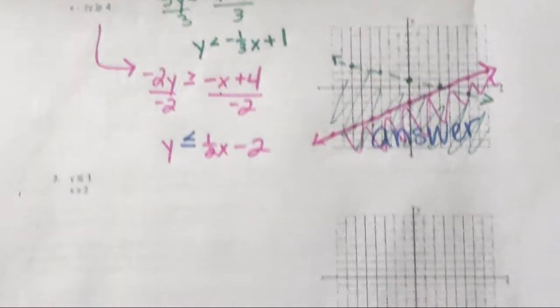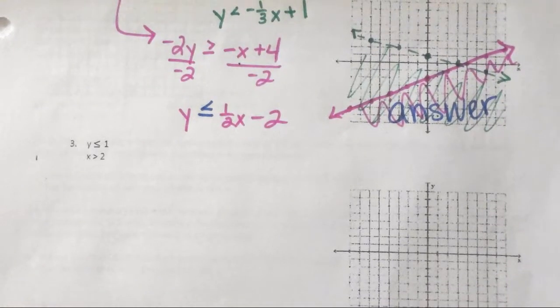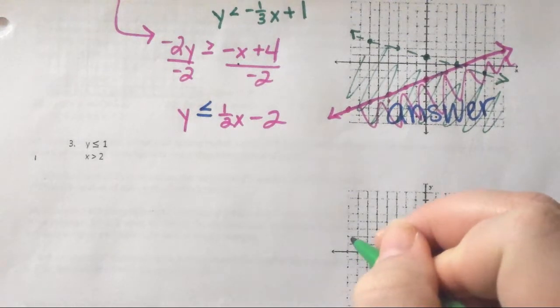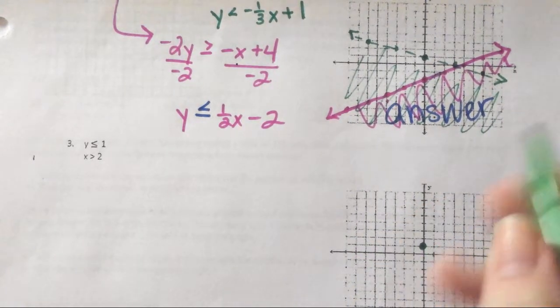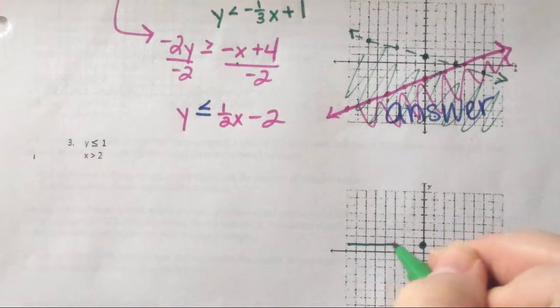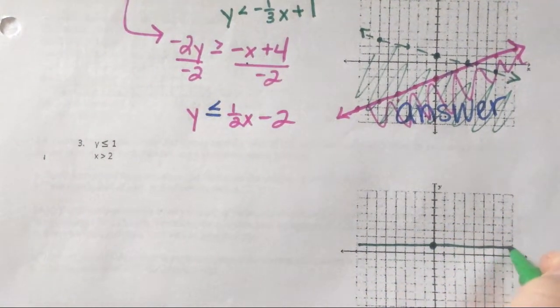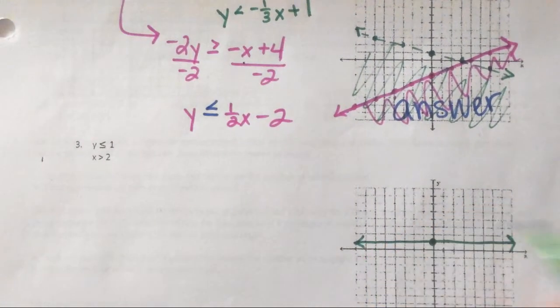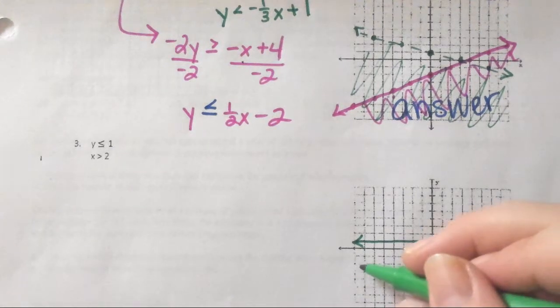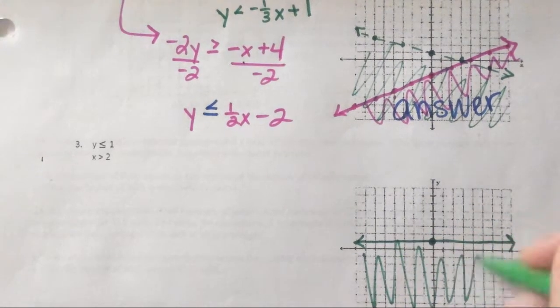Okay, let's go ahead and do number 3. This is where life gets tricky because we forget about these straight line ones. Y is less than or equal to 1 is a straight line at 1 on the y-axis. So it looks like this. I get to make it solid because it's less than or equal to. Since it's less than, I shade below it.